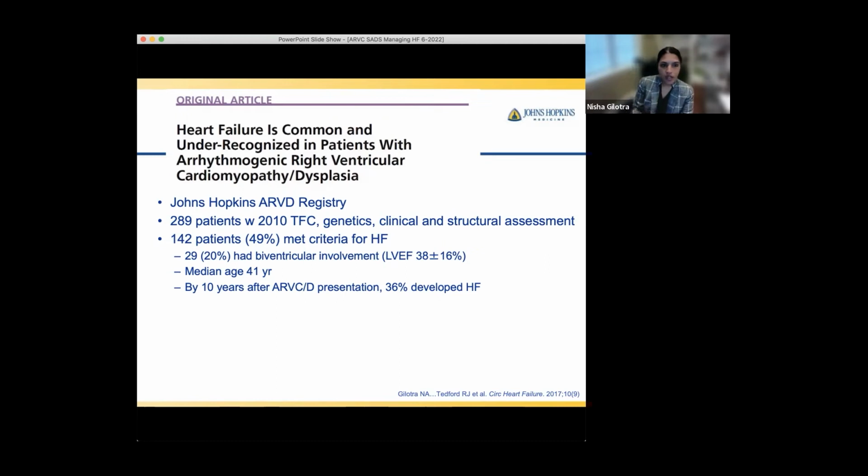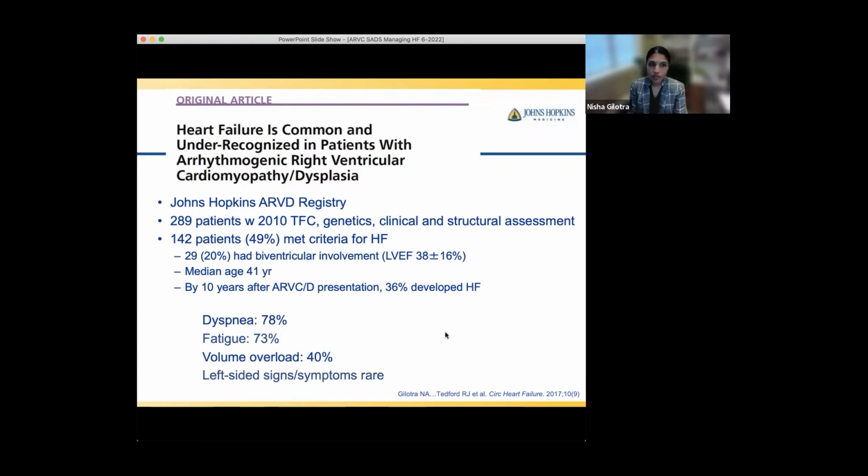Our patients that had heart failure experienced it at a median or average age around 41. And it was really a progressive thing, right? If we looked at when you were diagnosed and when you developed heart failure, it took 10 years for just a third of the patients to develop heart failure. The rest were further out.